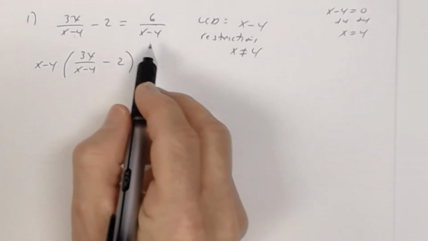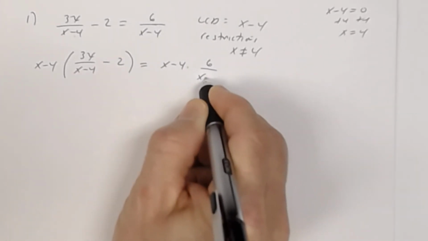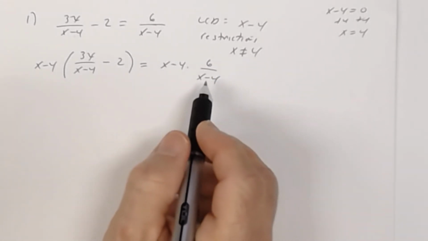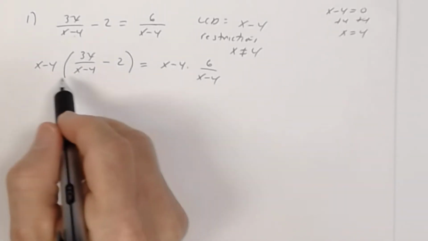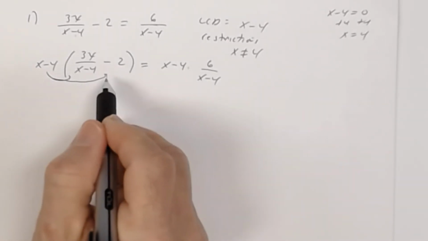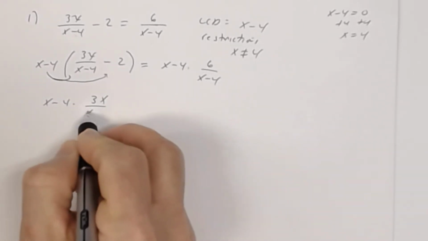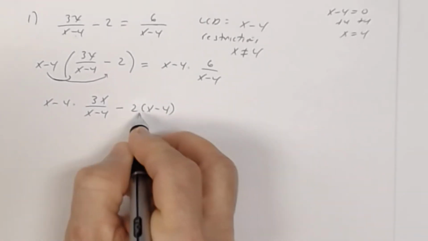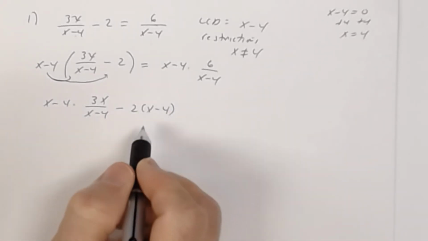But I'm not going to put this in parentheses because it's just one fraction. So I'm just going to say x minus 4 times 6 divided by x minus 4. It just makes it a little bit easier to deal with, so I don't have parentheses there to make it look messy. But I do need parentheses here because both of these have to be multiplied by x minus 4. So hence that distributive property. And so I get x minus 4 times 3x divided by x minus 4 minus 2 times x minus 4. So go ahead and write it like this. Put that coefficient 2 in front of the LCD.